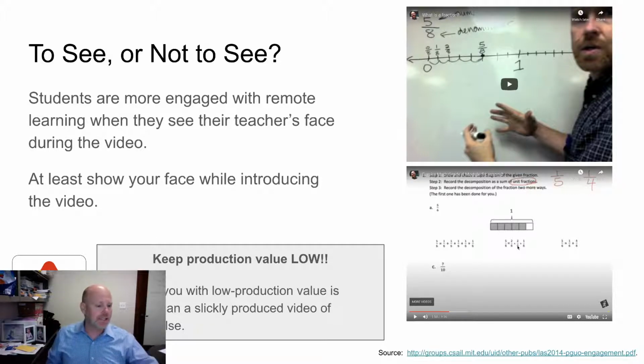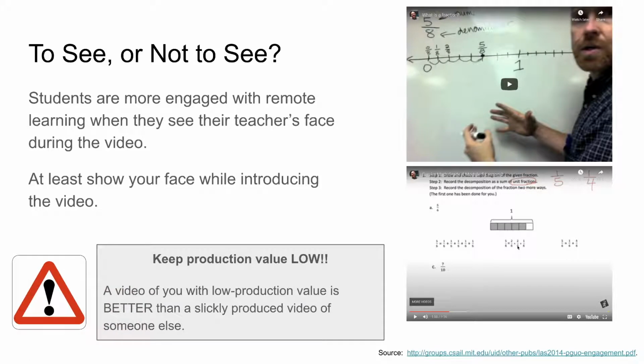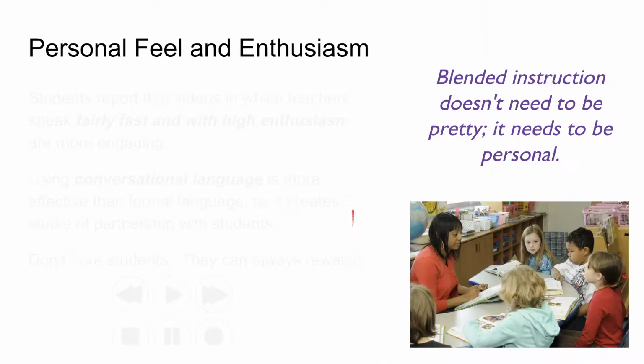The idea is keep the production value low, because a poorly made video by you is better than a slickly made video made by somebody else. And if you raise your production value too high, they become more difficult to make and less likely that you'll actually make them. Really, here's the deal. Blended instruction doesn't need to be pretty. It needs to be personal.